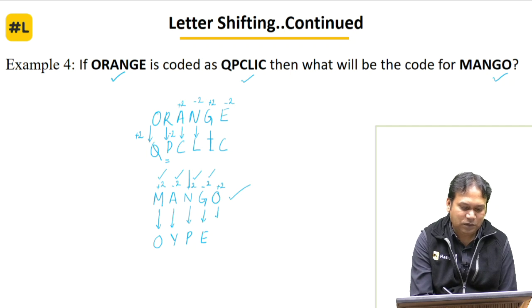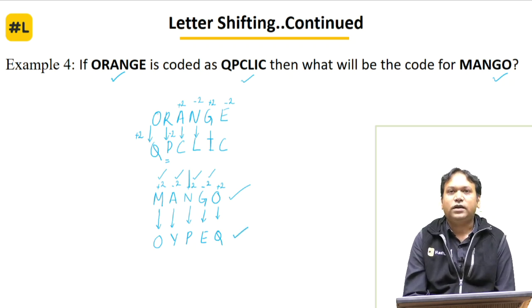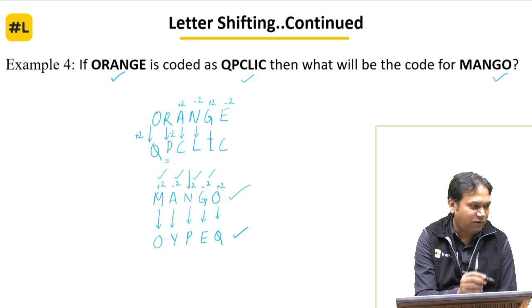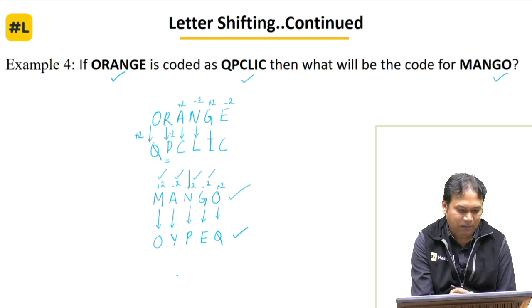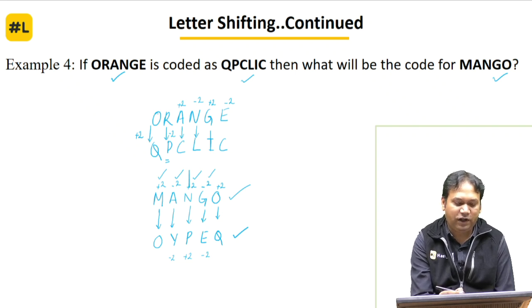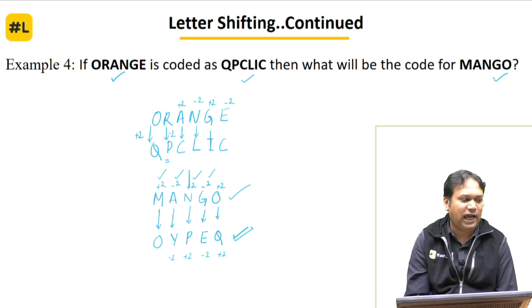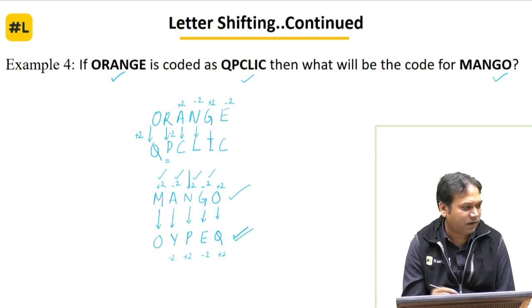So, O plus 2, O, P, Q. So, that is the answer. You see again very carefully, some of you have solved it but not got the right answer. Please see here, M plus 2, N, O. A minus 2, you are going minus 2 here, plus 2 here, N, O, P, minus 2 here, G, before G, F, before F, E, and O plus 2, O, P, Q. So, this answer is very important to be accurate, OYPEQ. Yes, Bhavna and Vishaka, the answer is correct, OYPEQ.